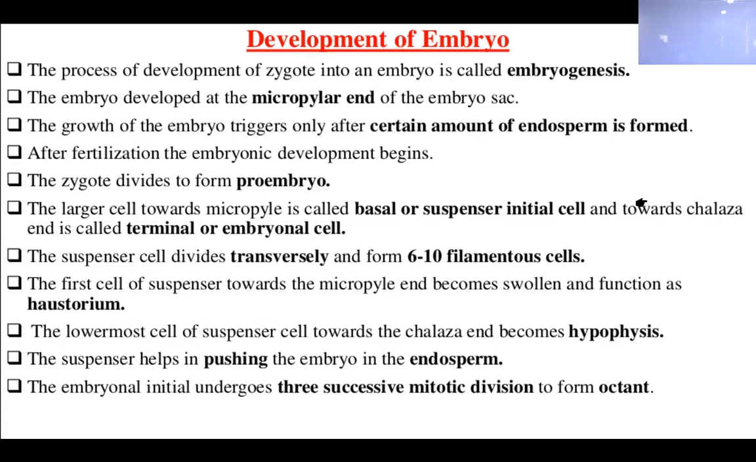The embryo develops at the micropylar end of the embryo sac. I told you there are three ways through which pollen tube enters. The one is porogamy, that means through micropyle. Second, you have chalazogamy through chalaza and mesogamy through integument. Understood? So embryo develops at the micropylar end of the embryo sac.